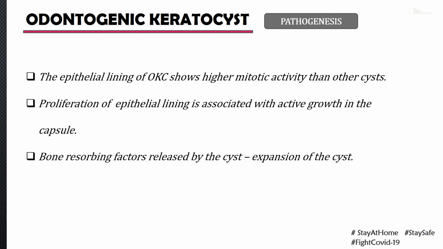The cells of an odontogenic keratocyst have been shown to have a higher mitotic activity than other cysts. This activity is what results in the proliferation of cells. These are also associated with release of bone resorbing factors, which will help in the expansion of the cyst.